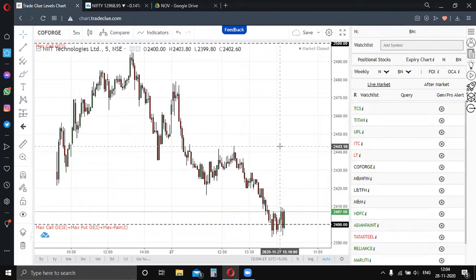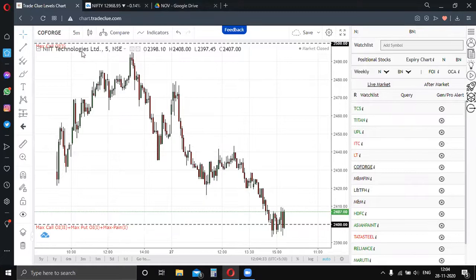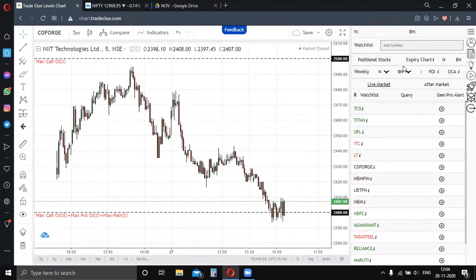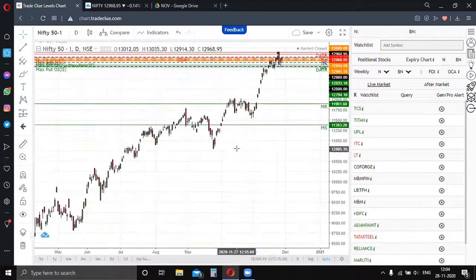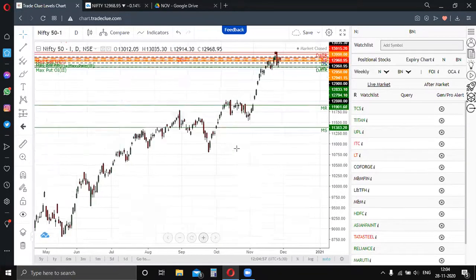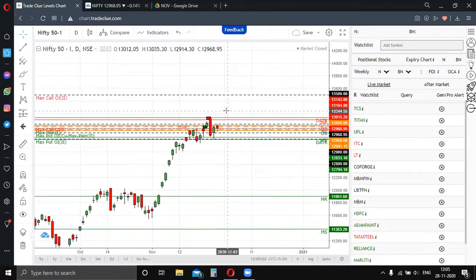How many of you were actively trading the entire week? How was the week? Fair enough. Okay. So what happened with broader markets, Nifty and Bank Nifty, for the entire week? All right.